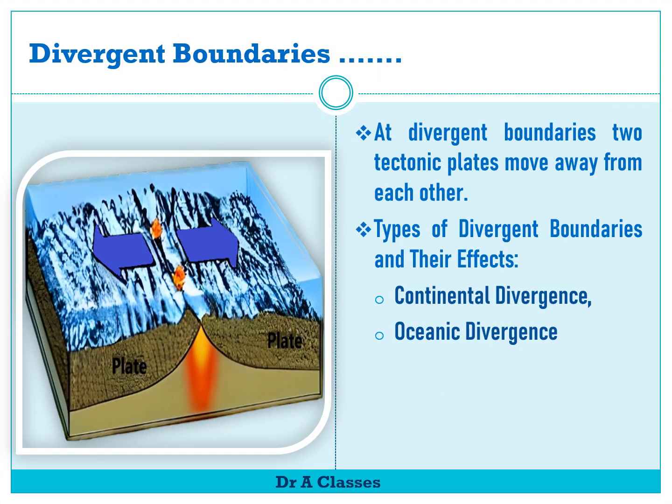Divergent boundaries. At divergent boundaries, two tectonic plates move away from each other, allowing magma to rise and form new crust. These boundaries are associated with volcanic activity, earthquakes, and the formation of new landforms. Types of divergent boundaries and their effects.